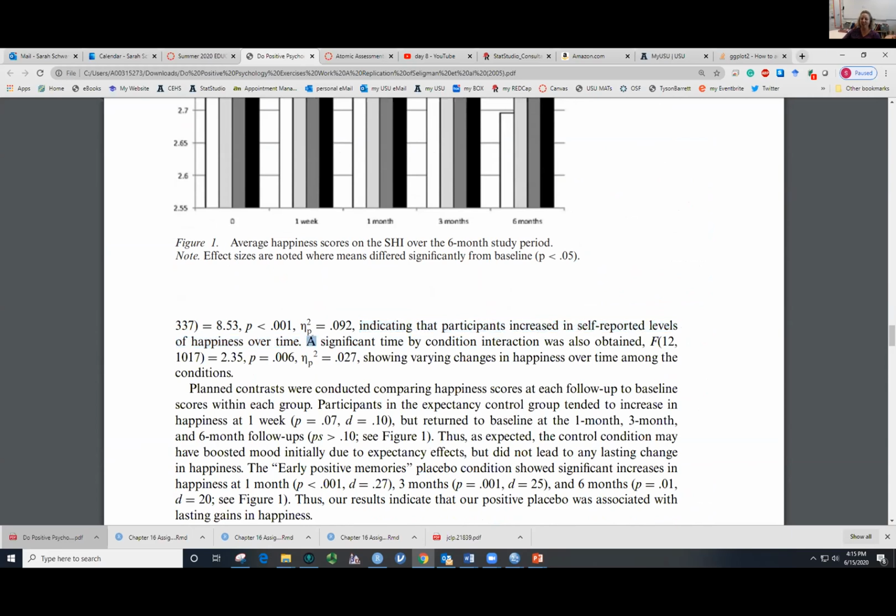And then they say a significant time by condition interaction was also obtained. And then we have our F value, our p-value, and our partial eta squared. How big is that interaction? Small, medium, or large? Small. I would say small. It's about 3%. But this shows varying changes in happiness over time.